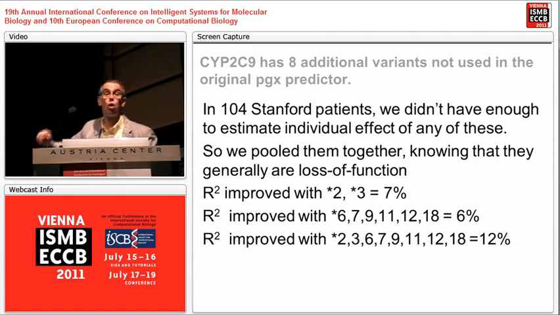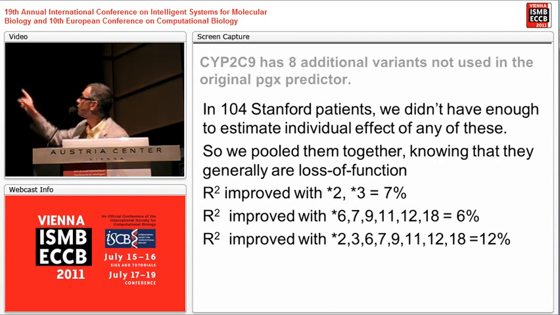So we have a warfarin clinic at Stanford, and we were able to enroll 104 patients where we had their full phenotypic data from their electronic medical record, and we also genotyped them, not just at the common locations, but at some rare locations. And what we found is if we pooled all of the rare variants of CYP2C9, in fact, there's 8 additional variants that we used, we were able to greatly improve the predictive ability of the algorithm.